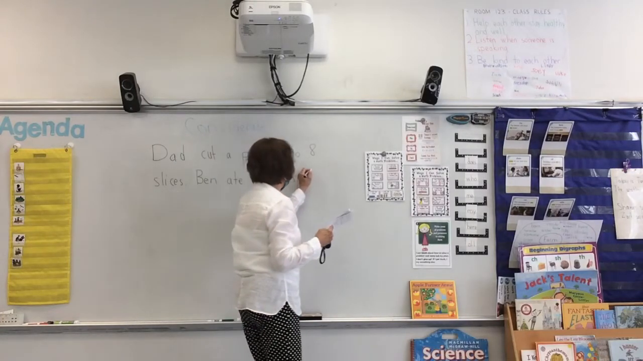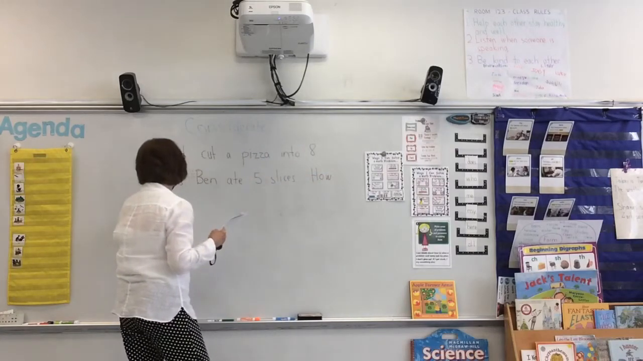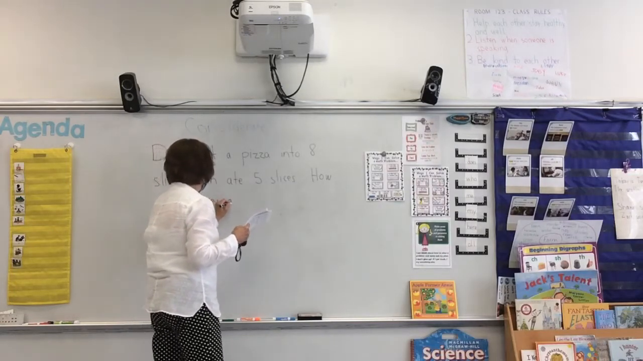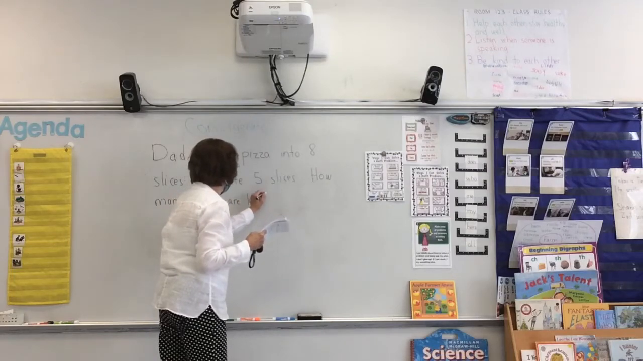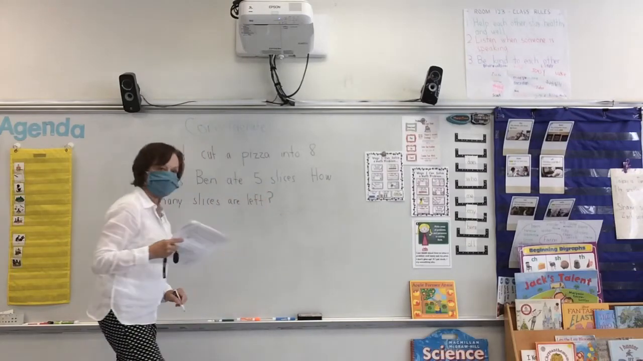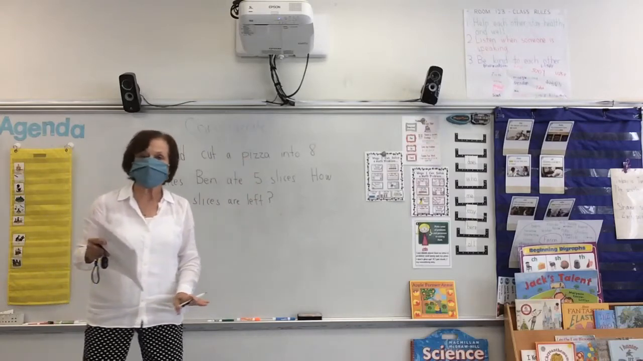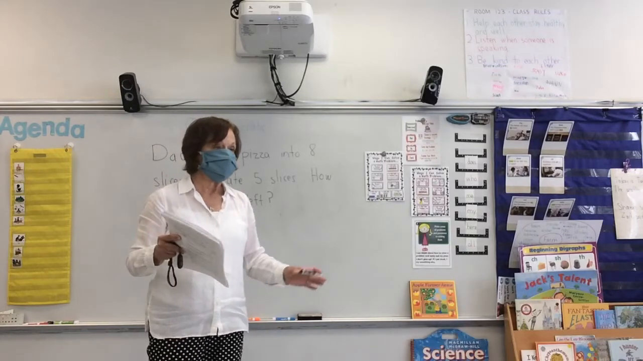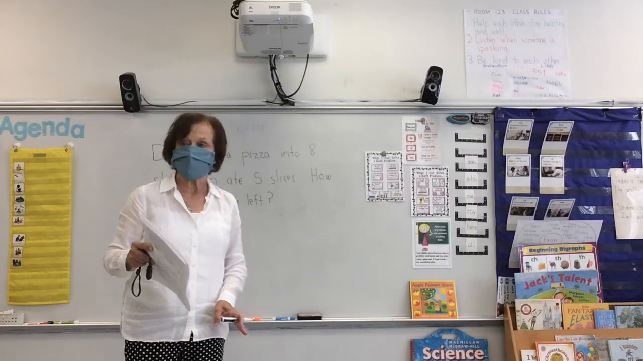The question is, how many slices are left? So what's the very first thing I need to do? Who can tell me what it says I do first? I'm going to write that number sentence. What should my number sentence look like?